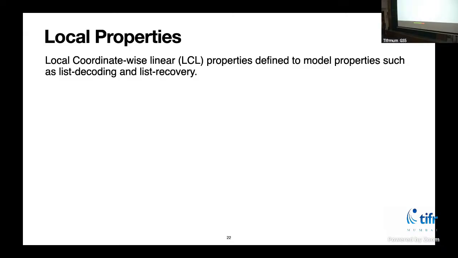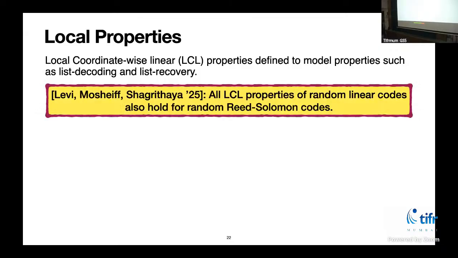So I want to talk a bit about random Reed-Solomon codes and random linear codes. There have been these recent lines of work which talk about these LCL properties, which somehow model list decoding, list recovery, and all these sorts of things. And they recently showed that all LCL properties of random linear codes also hold for random Reed-Solomon codes. In the sense that if you have some great list size bounds for random linear codes, they will translate to great list size bounds for random Reed-Solomon codes.